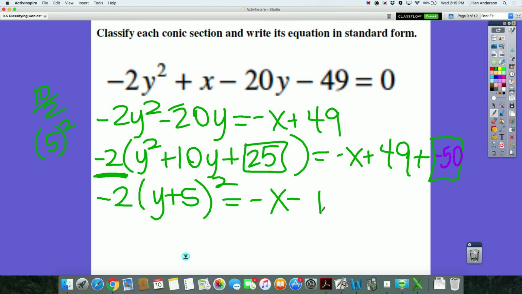Now can you leave it like this? No, because for standard form your squared term needs to be by itself, which means you have to get rid of that negative 2 by doing what? Dividing the other side. So your standard form would be y plus 5 squared equals all of this divided by a negative 2.